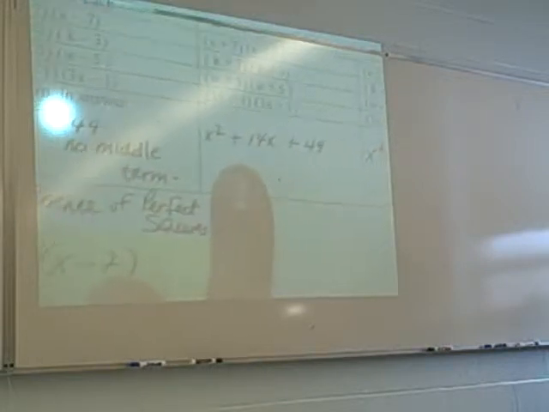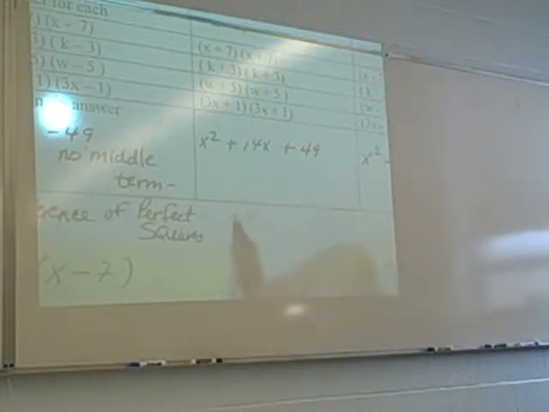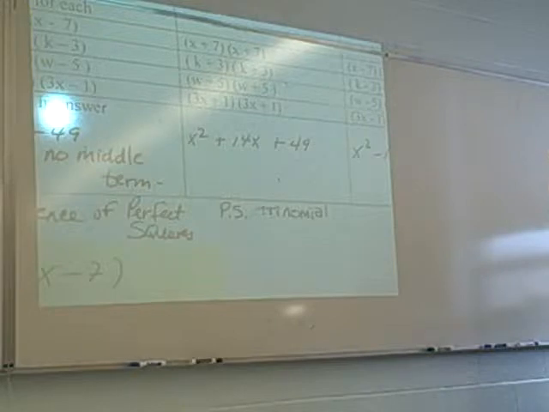Okay, so this also has a special name, and I'm going to just abbreviate, this is called a perfect square trinomial. Okay, because the first term is a square number, and the last term is a square number. So it's called a perfect square trinomial.